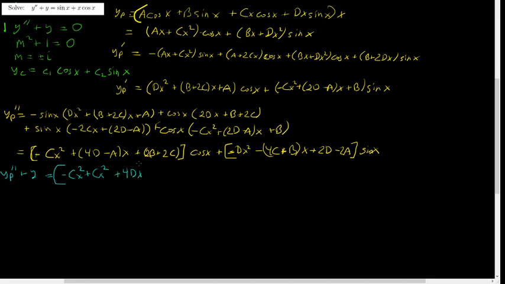Oh, I wrote this down. Let's write the rest down. So minus ax from yp double prime, and then plus ax from yp. Okay. So that's 0. Okay, and then we have the 2b plus 2c. So that's still there. 2b plus 2c. So that's all times cosine x.